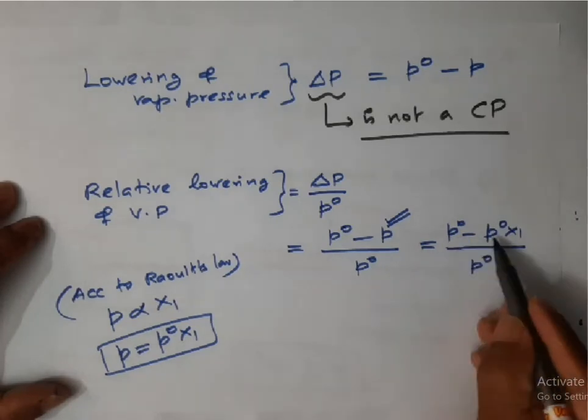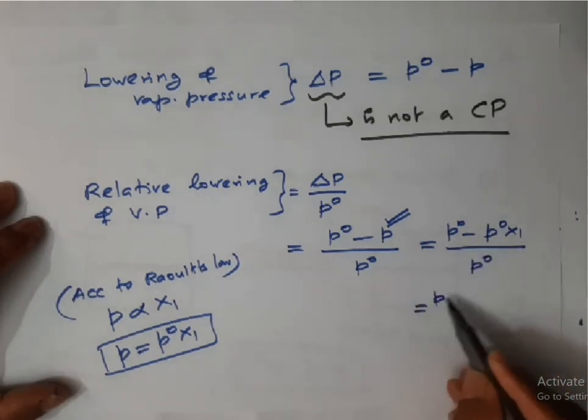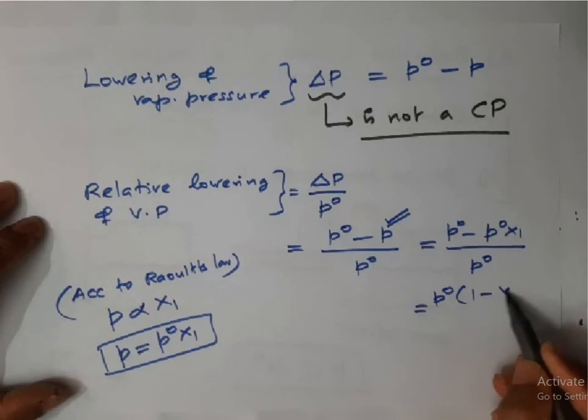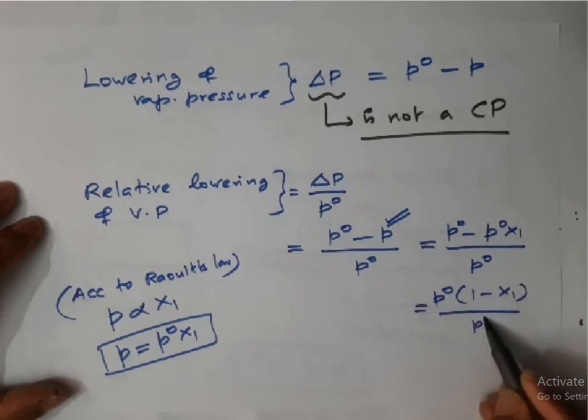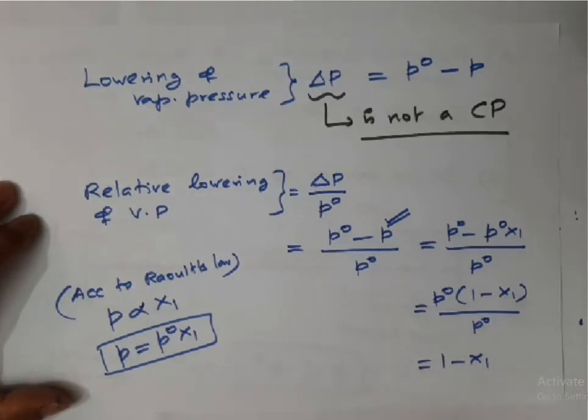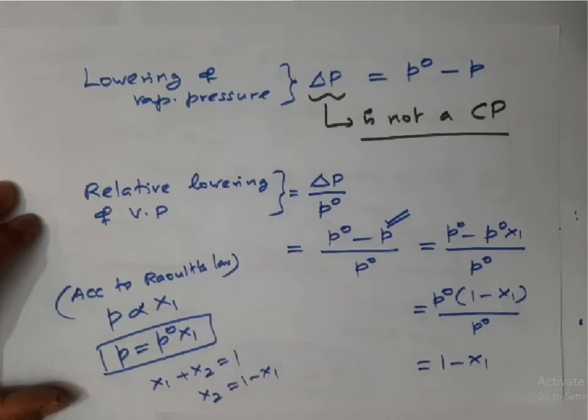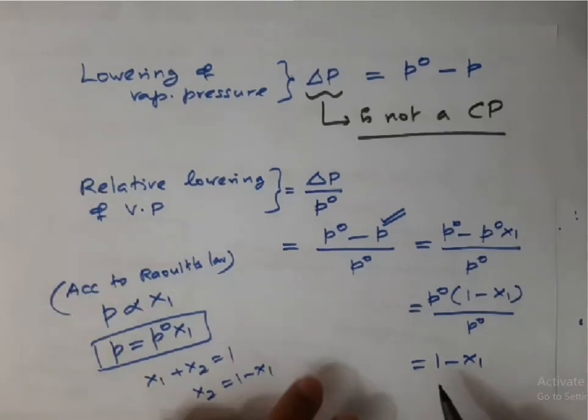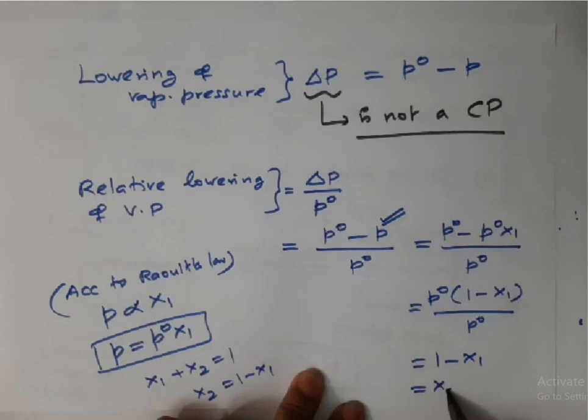Okay, I'll take P naught as common in the numerator. If I take P naught as common, I'll get 1 minus X1 by P naught. P naught cancels, so I'll get 1 minus X1. You know very well, for a binary solution, X1 plus X2 equal to 1, or X2 equal to 1 minus X1. This we know very well for a binary solution. Therefore, 1 minus X1 is equal to X2.